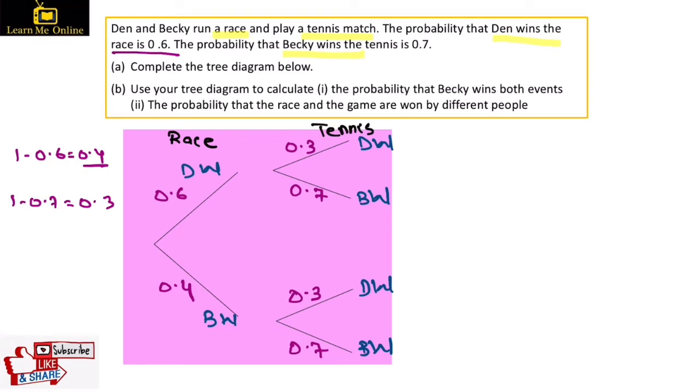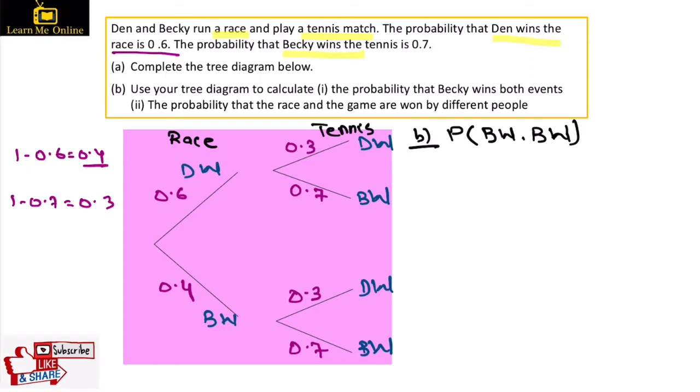I'm going to read the first part. The first part is done already, where we have to fill in the tree diagram, which we have done. Now part B is: use the tree diagram to calculate the probability that Becky wins both events. So we are finding the probability when Becky wins the first one, and then again wins the second one. Becky will be winning the race as well as the tennis game. We're going to have a look.